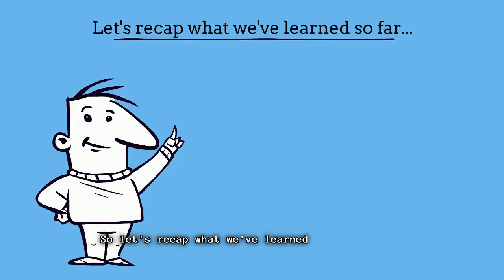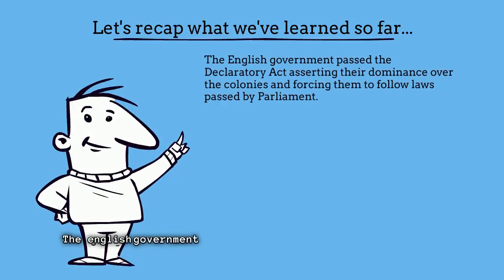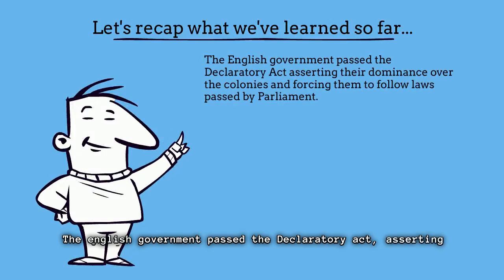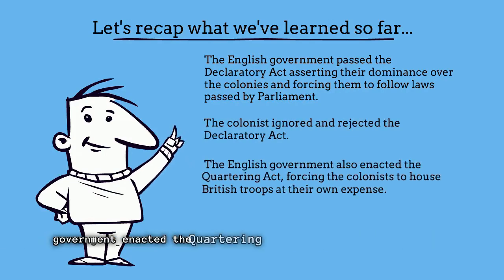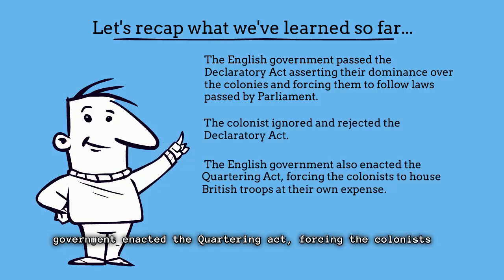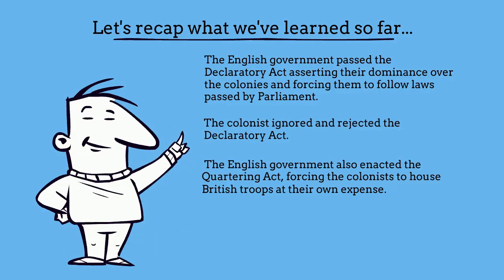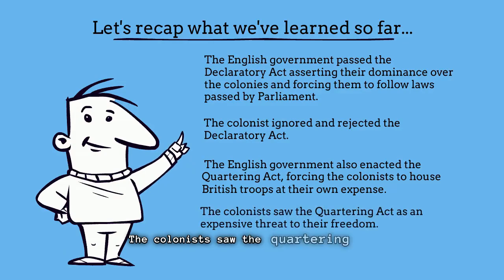So let's recap what we've learned in this video. The English government passed the Declaratory Act, asserting their dominance over the colonies and forcing them to follow the laws passed by Parliament. Now, the colonists ignored and rejected that act. The English government enacted the Quartering Act, forcing the colonists to house British troops at their own expense. The colonists saw the Quartering Act as an expensive threat to their freedom.